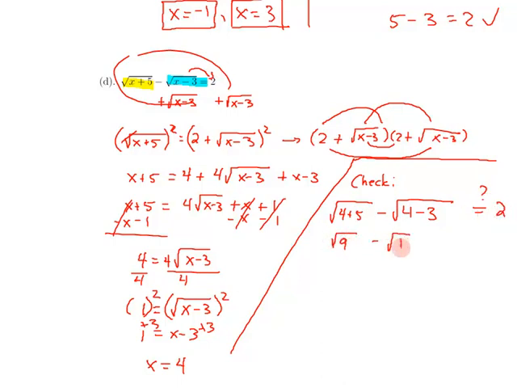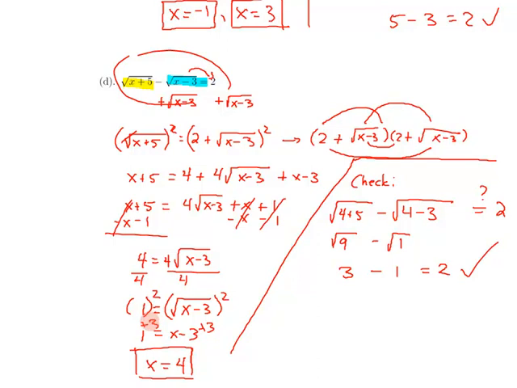So square root of 9 minus square root of 1, that's 3 minus 1 equals 2. That checks. So x equals 4 is the solution. That solves that equation. And we were able to get there by canceling out the radicals one by one.